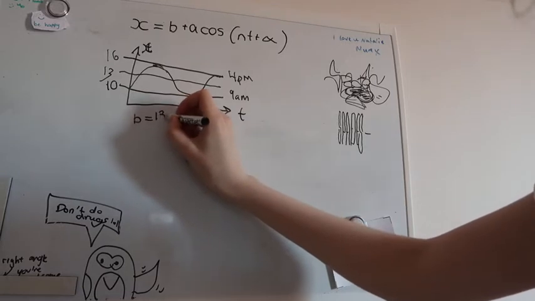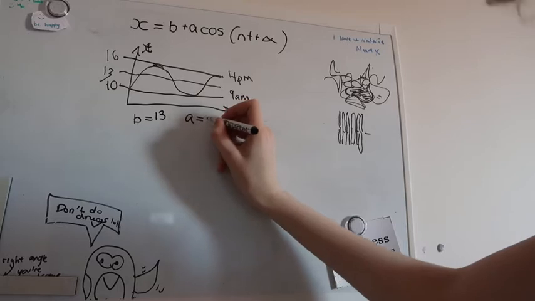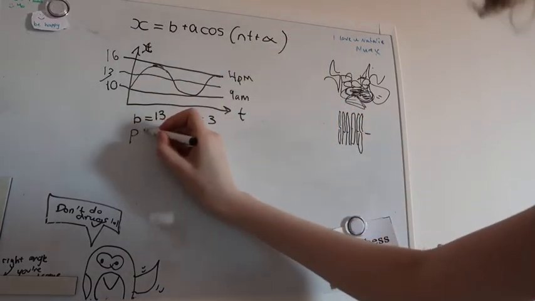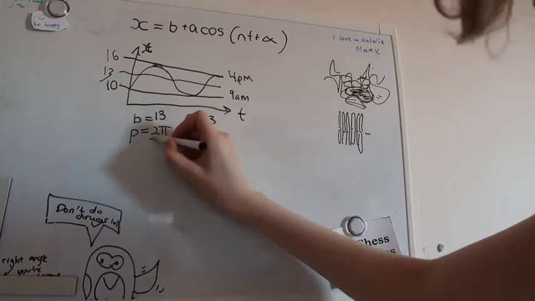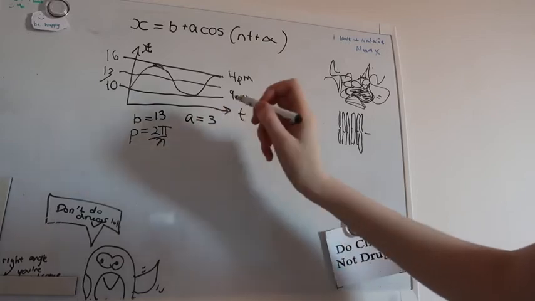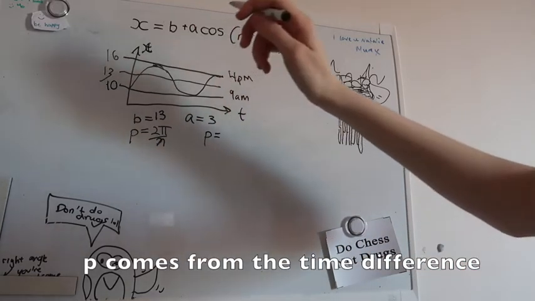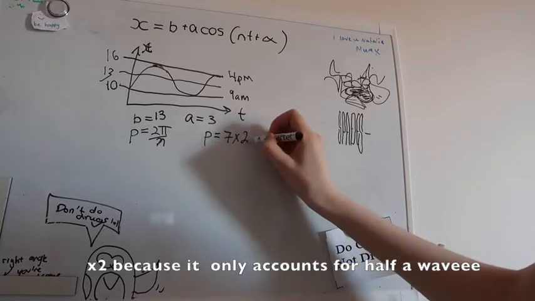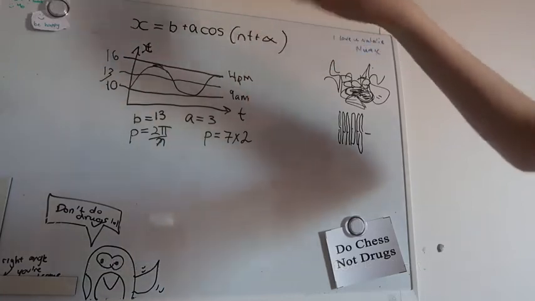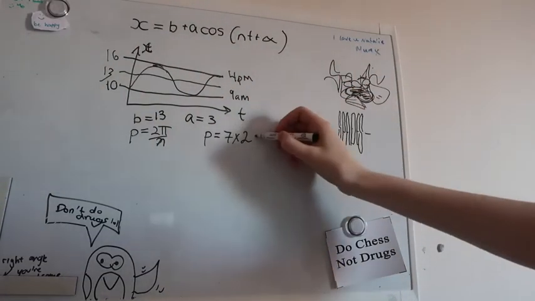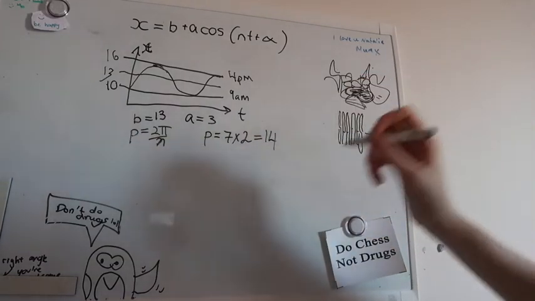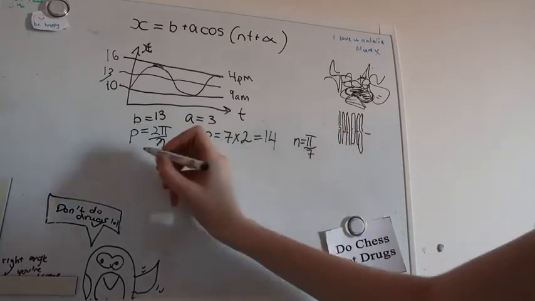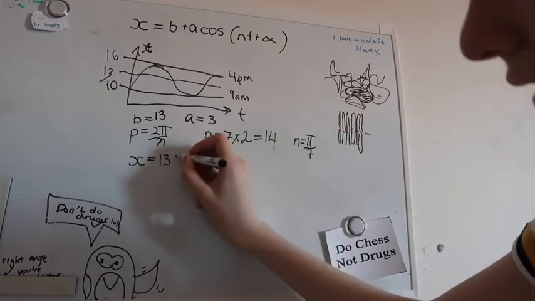So already we have our first value: B equals 13. Now A is the amplitude, which we worked out, which is 3. And we also need to find N. So the period P equals 2 pi on N. The period would be 7 times 2, because of the wave, so 7 times 2, which is 14. No, I'm thinking of other things in my head. Okay, I am a bit slow, sorry. So N equals pi on 7. Now we have a complete formula, which is this.